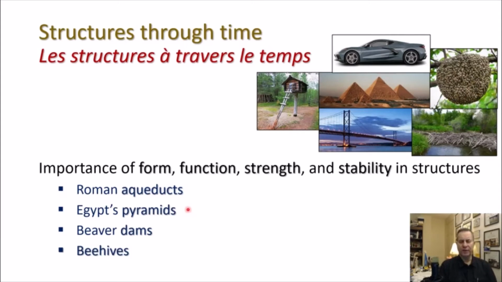In the case of Roman aqueducts, and I'll show you a photo in a minute, they used these bridge-like structures to carry water from their source down to where people lived. In the case of Egypt's pyramids, you'll see them here in the middle photograph, they were tombs for royalty, kings and queens. So it's a very noticeable form. The function, it was a tomb. They're very strong. They're made out of large stones. And they seem to have survived thousands of years, so they're certainly very stable.